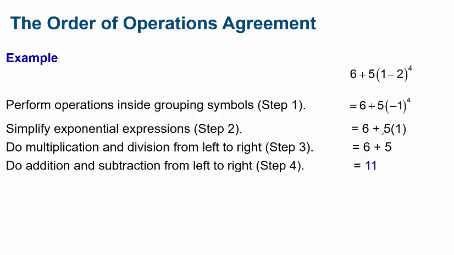So then now I'm just left with 6 plus 5 times 1. Work left to right. Multiplication, 5 times 1 is 5. Now do the addition. 6 plus 5 gets me 11. And that's our answer there.